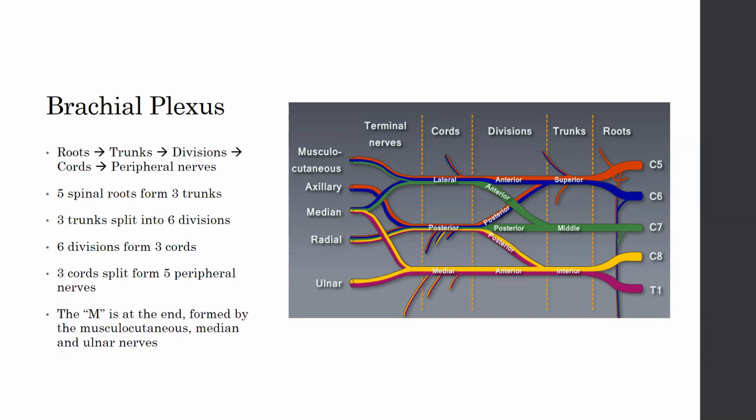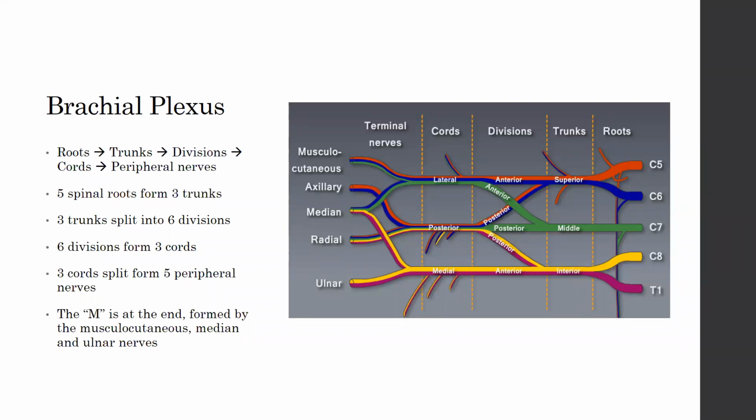So you have 5 spinal roots. The top 2 will go to the superior trunk, middle will continue on by itself, bottom 2 will go to inferior trunk. They'll all divide into 2 divisions, anterior and posterior. All the posterior divisions go to the posterior cord. Top 2 anterior divisions go to the lateral cord. The bottom anterior division goes by itself to the medial cord.